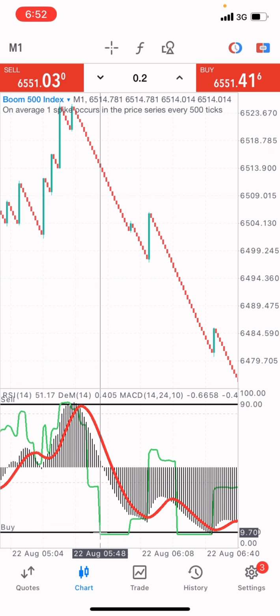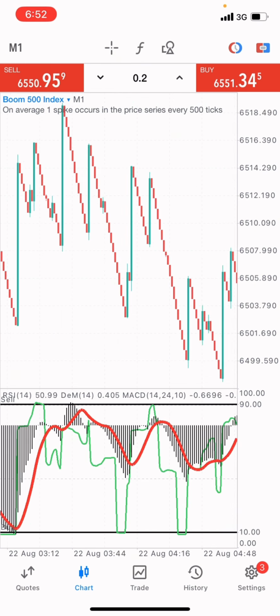Okay, so we're using for this strategy the RSI, the MACD, and the Jamaica line. Now I'm going to share with you guys the parameters that you can use. Okay, this is an easy strategy for you. This strategy is easy for you to scalp the market. You can use this strategy to grow your smaller account.